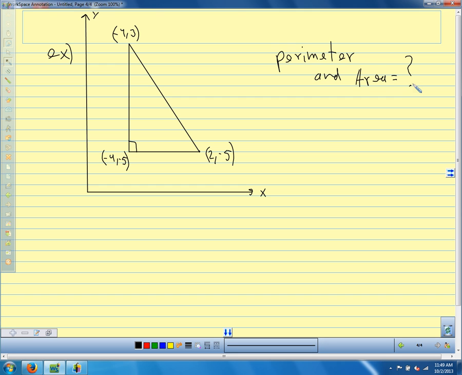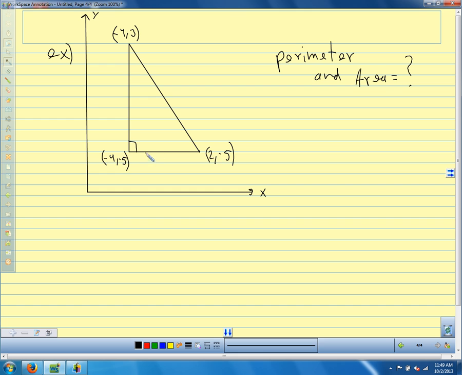Let's break it down into pieces. Let's just look at this bottom side. To find the perimeter, we need the length of each of the sides. How would we find the length of this side? We could use a distance formula, but this is kind of nice because this is just like a number line. So the y coordinate here is -5, so this is going straight across. So what can I do to find my length of this? I can just count. So how far is it from -4 to 2?